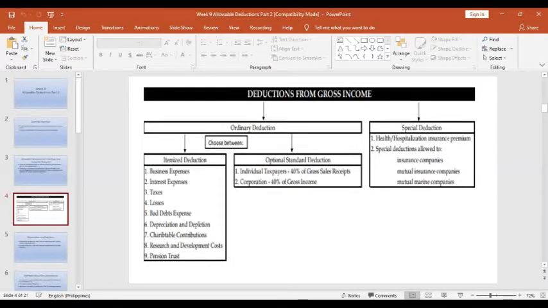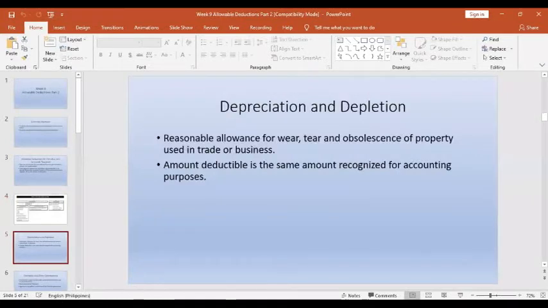And for the itemized deduction, these are the actual business expenses that are summarized in the financial statement of the business. In our previous session, we discussed the first 5 of the itemized deductions, such as the business expense, interest expense, taxes, losses, and the bad debts expense. And today we are going to discuss the remaining itemized deductions, such as the depreciation, depletion, charitable contributions, research and development costs, and the pension trust. Okay, so this is the highlight of our topic on the second part.